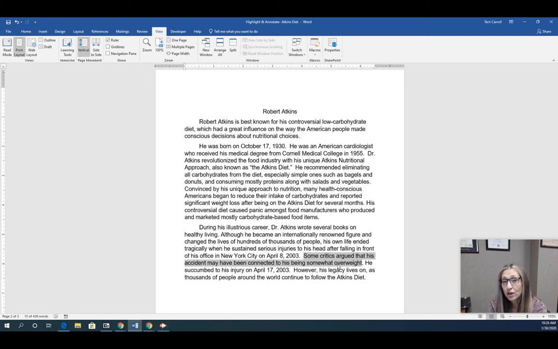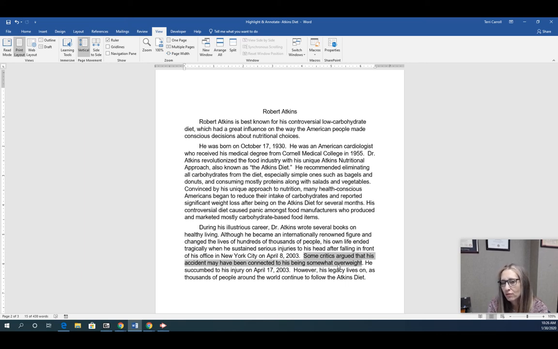The articles went on to say that while he was in the hospital, he gained over 60 pounds, and so at the time of his death, he was over 200 pounds. There was a doctor who was jealous of Atkins' work and made the statement that he had succumbed to his death from being overweight, when in actuality, it was the fall that resulted in him being in the hospital. So keep that in mind when you're reading.